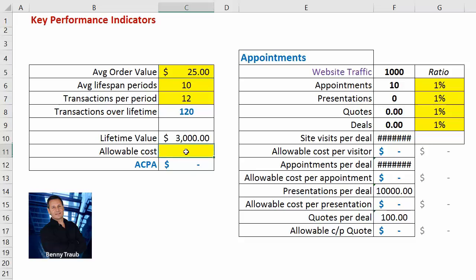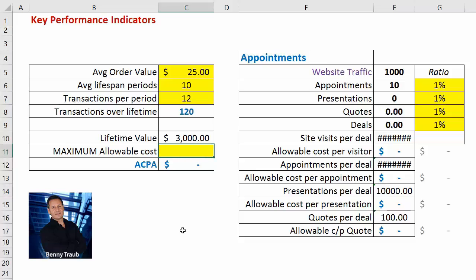So the next highlighted cell is your allowable cost. And what I want you to do, however, is I want you to think about this in terms of maximum allowable cost. This is not what you want to pay. This is the very most you will pay before saying no and simply turning it off. And you can enter this in the form of percentage.